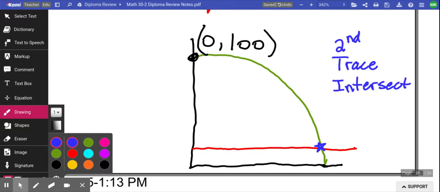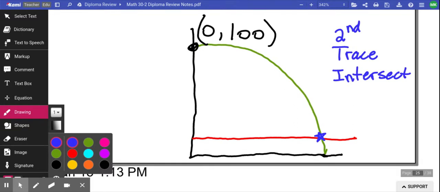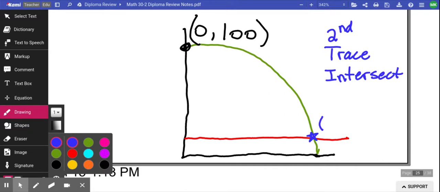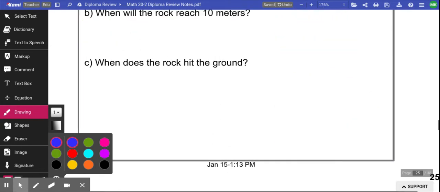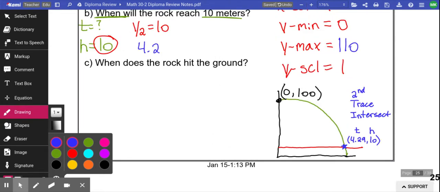And then hit enter, enter, enter, and it'll tell you on the bottom that that star point is happening at 4.29, 10. That means at a time of 4.29 seconds, we have a height of 10. And now I can answer the question of when will my rock reach a height of 10 meters? It'll reach a height of 10 meters at 4.29 seconds. That's how you solve for an x value when you've been given a y value.